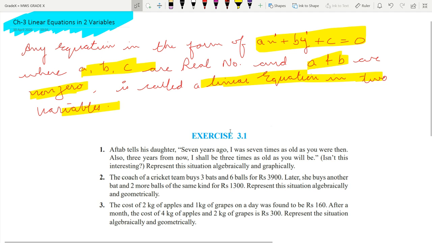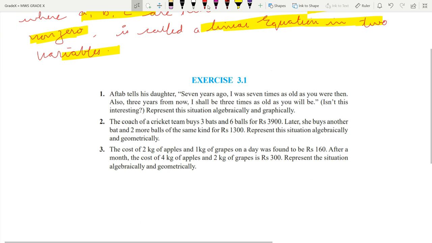Starting with exercise 3.1 from NCERT, question number 1. Aftab tells his daughter, what he has told his daughter is written in inverted commas: 7 years ago, I was 7 times as old as you were then. Also, 3 years from now, I shall be 3 times as old as you will be. Isn't this interesting?